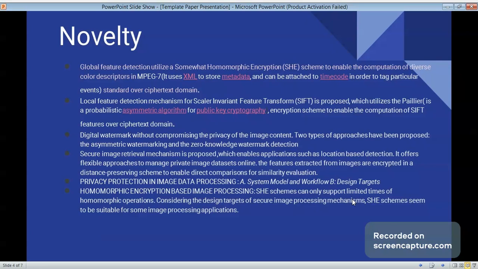And for privacy protection in image data processing, as I discussed in the previous slide, there is a system model with a design target. We take care of it during the processing of all the images. And in terms of homomorphic encryption, two approaches were used. First is FHE, or I can say SHE, somewhat homomorphic encryption, and the second is SMC. Both have some advantages and disadvantages, and I am going to discuss this in the coming slides.